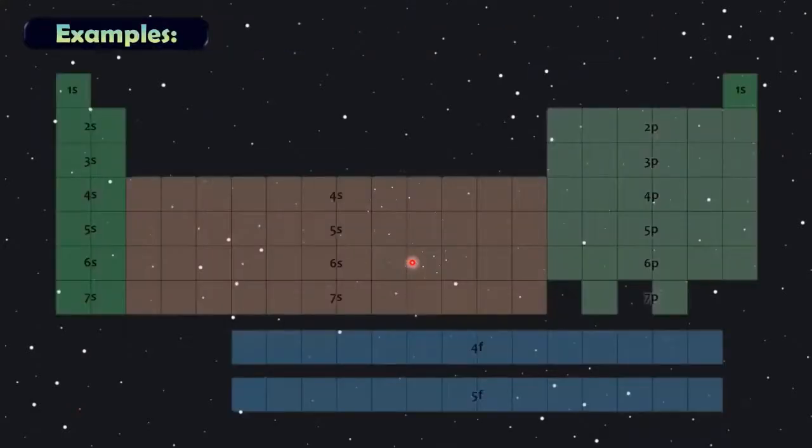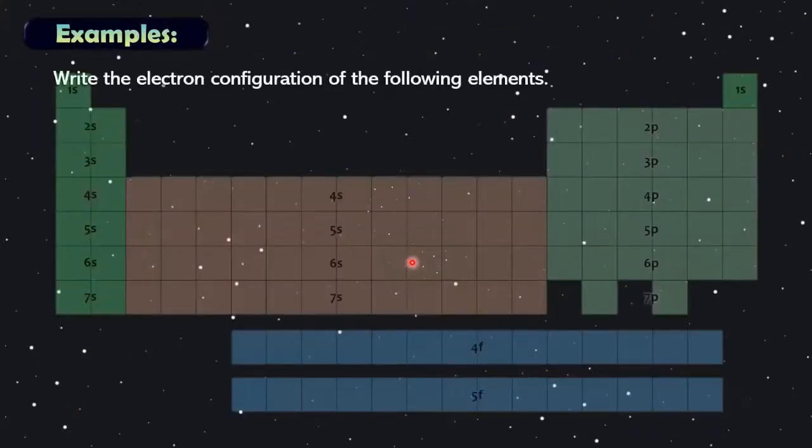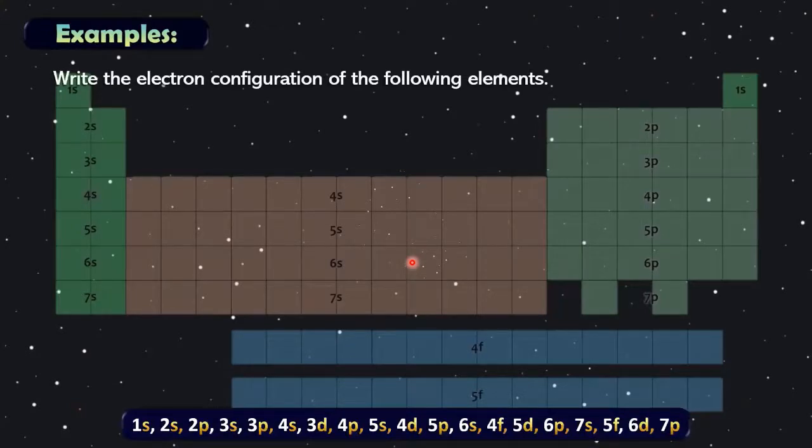Okay, let's have an example. Write the electron configuration of the following elements in orbital diagram and in SPDF notation. So we are going to complete the table. But before that, let me share this technique so we can easily identify where to stop in our SPDF notation. Now, this is the pattern.